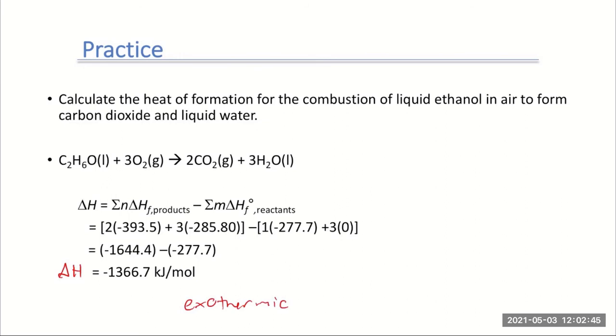And so now you should be able to calculate your delta H's of formation using your thermodynamic tables. Remember, all you have to do is look up the compound on the table, make sure it's in the correct state, whether it's a gas, liquid, or solid. And then we just use our equation here to sum up the delta H's of the products minus the delta H's of the reactants.